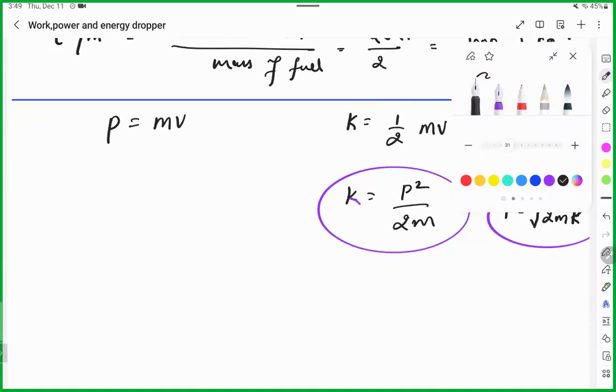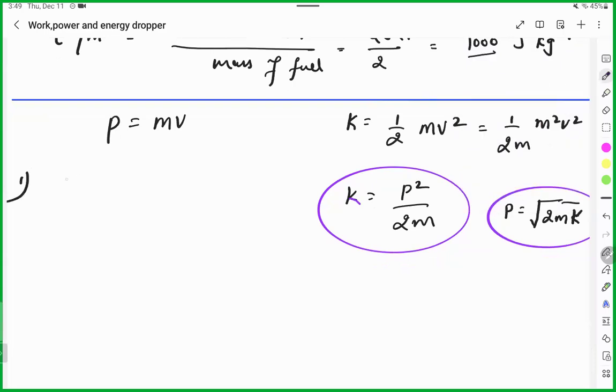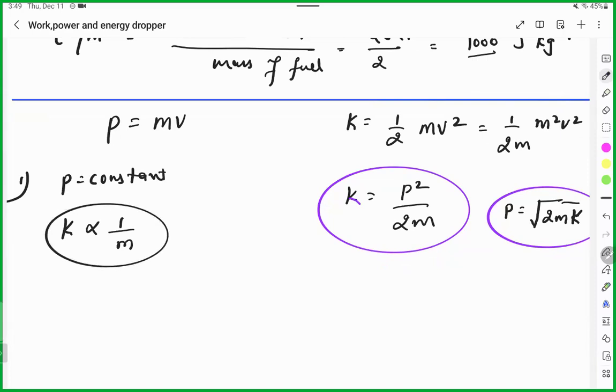Example, case 1: if P is constant, can we say kinetic energy will inversely depend upon the mass? Make sense? This is the thing. People will always think, oh, kinetic energy is equal to half mv square, so kinetic energy always directly depends upon the mass. You should know what is the constant.